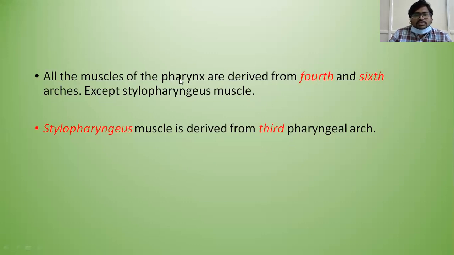Because all the muscles of the pharynx are derived from the fourth and sixth arches, they have a common nerve supply, that is from the vagus nerve. The stylopharyngeus muscle is derived from the third pharyngeal arch, so it derives its nerve supply from the nerve of the third arch, that is the glossopharyngeal nerve.